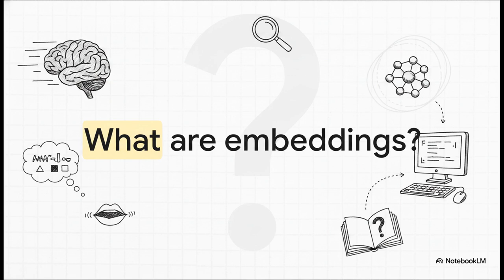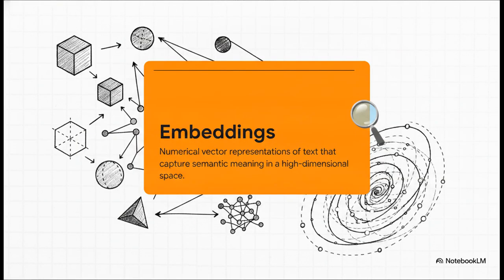Think about it for a second. How do you actually teach a computer what a word means? Well, here's our definition. Embeddings are numerical vector representations of text that capture the semantic meaning and relationships of data in a high-dimensional space. Now, I want you to really notice that phrase right at the end there, high-dimensional space.